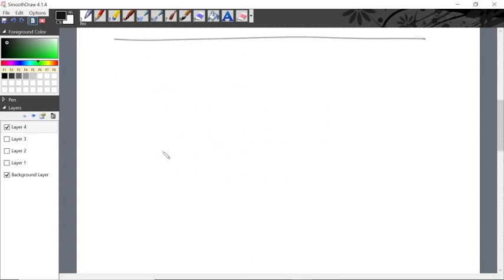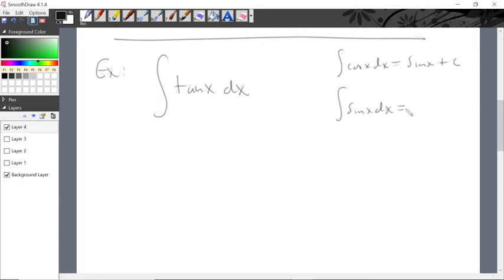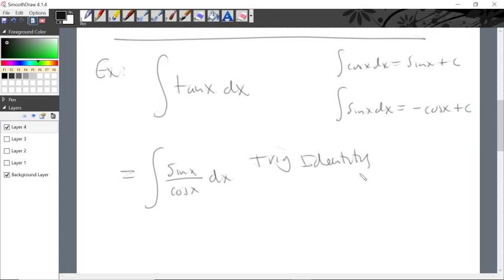All right, let's check another example. Here's a classic. What is the integral of the tangent of x dx? I haven't done this one yet. I mean, we know that the integral of the cosine of x dx is equal to the sine of x plus c. And the integral of the sine of x dx would be negative cosine x plus c. We know that. But what's the integral of the tangent of x dx? Well, here's how we can do that. We can start by using a trigonometric identity. Tangent is equal to the sine of x over the cosine of x, dx. Right? So that's the use of a trig identity.